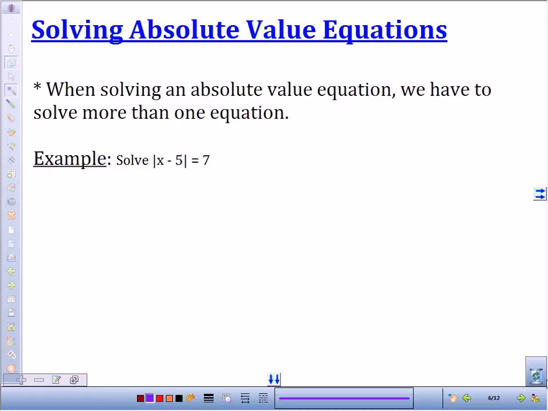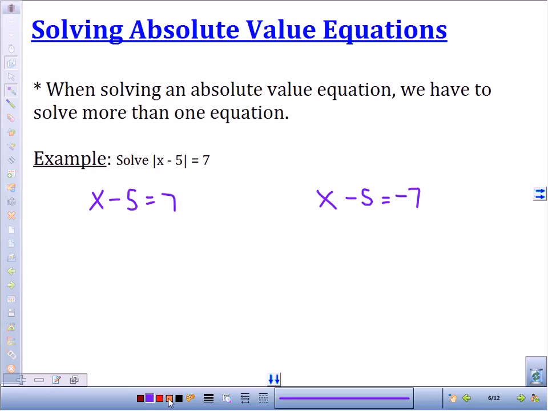So when we're solving an absolute value equation, we end up having to solve more than one equation. For instance, if I had the absolute value equation, the absolute value of x minus 5 equals 7, I can't just solve x minus 5 equals 7. It would be nice, but that's not the only equation I have to solve. I also have to solve x minus 5 equals negative 7. So I have to take what's on the right side of the equation and change the sign.